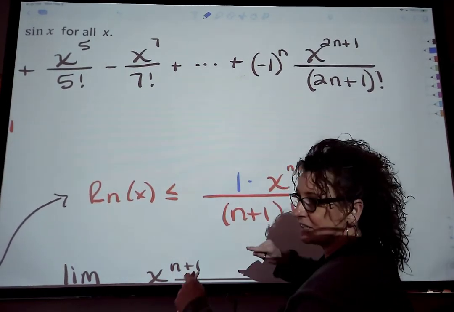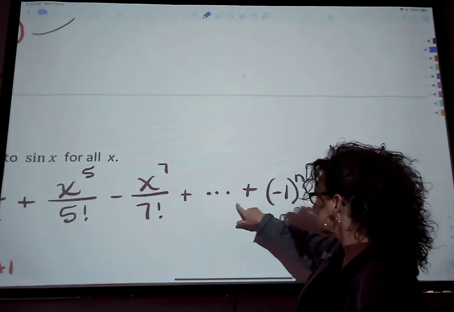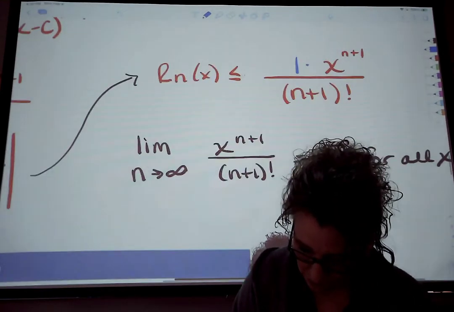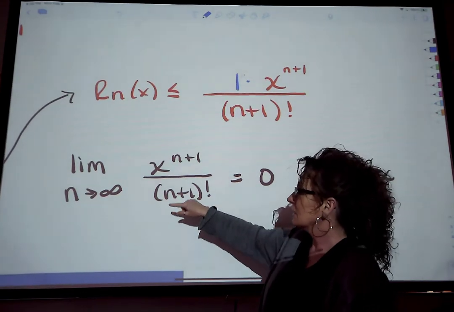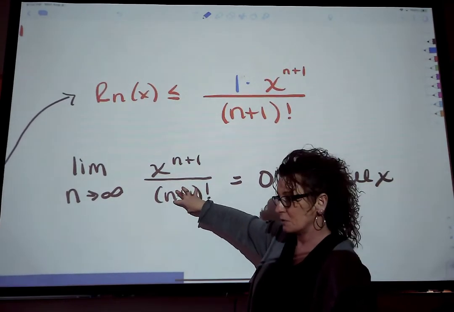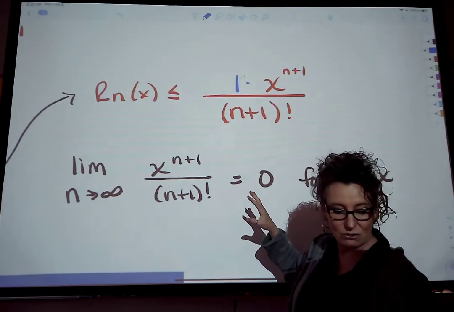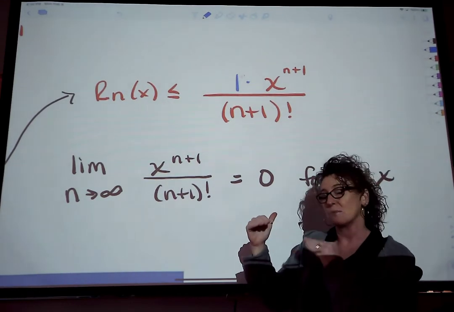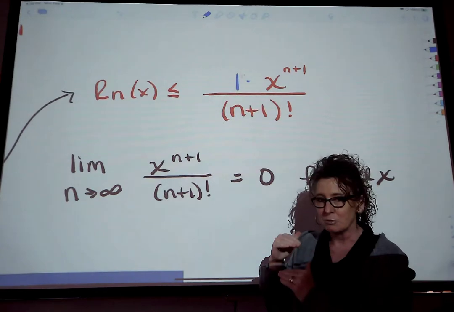Remember, we want x to get really large because we're talking about a series. We want n to get super large. So if I send n to infinity, I get this over this. This one outstrips, so my limit is 0. What's that saying? My error, the difference between the function and the polynomial, is approaching 0.